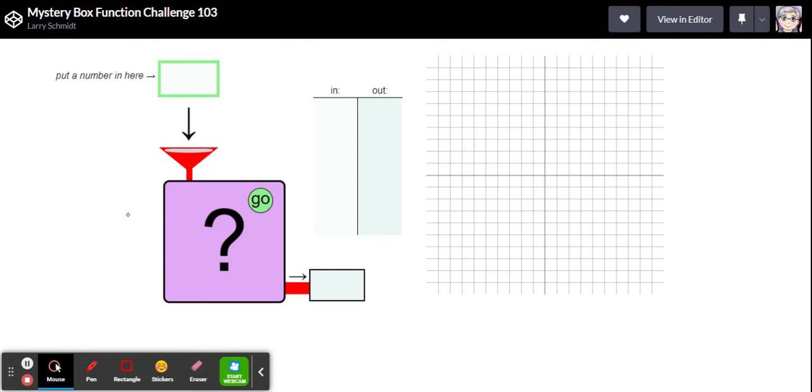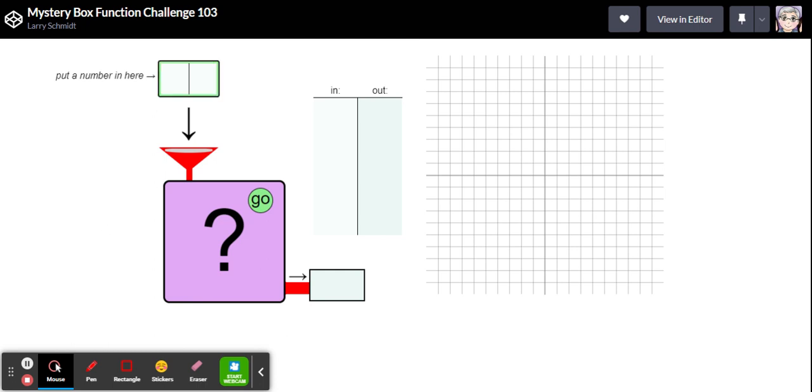Hello everybody and welcome to another Mystery Box Function Challenge. In our purple mystery box there's some math and your challenge is to figure out what that is. You can pause the video, click the link in the description and try it out yourself. When you think you've got an idea, come on back and see if we get the same thing.